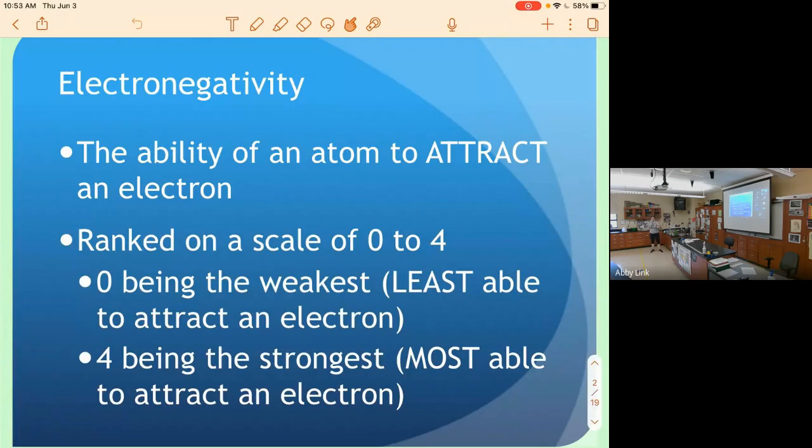All right. We have a scale for electronegativity. It goes from 0 to 4. We'll talk about this a little bit later on. 0 being the weakest, 4 being the strongest. So fluorine, the example I just used, is actually the most electronegative atom on the periodic table, and it has an electronegativity value of 4.0. All right, so pretty easy scale to think about there.